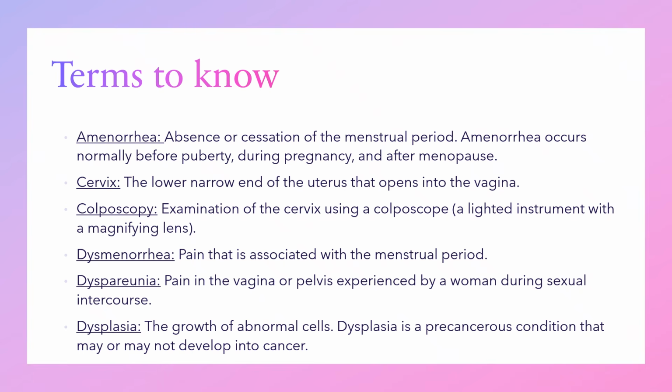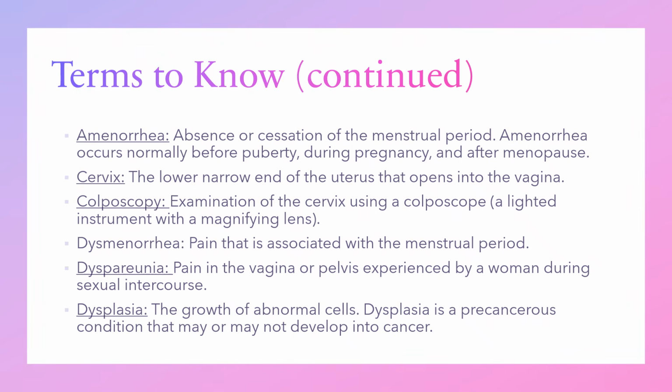Dysplasia, which is the growth of abnormal cells, and it's a precancerous condition that may or may not develop into cancer. I do want to say I accidentally somehow put this slide in here when it's literally the same slide as the previous one, but there are more words to know. So look in your book after dysplasia. The next one is going to be menopause. Menopause is the permanent cessation of menstruation, which usually occurs between the ages of 45 and 55.